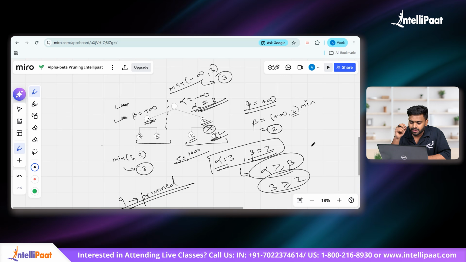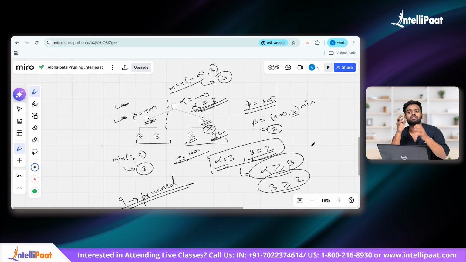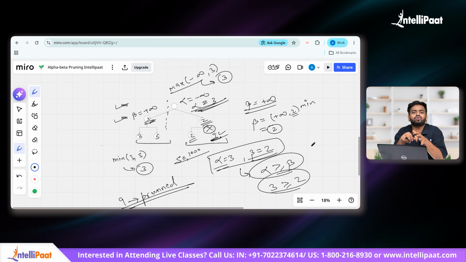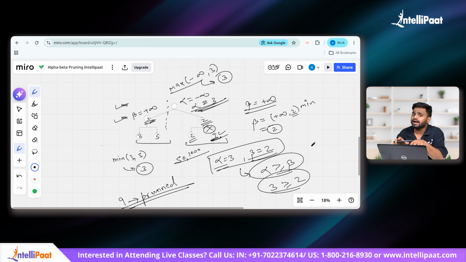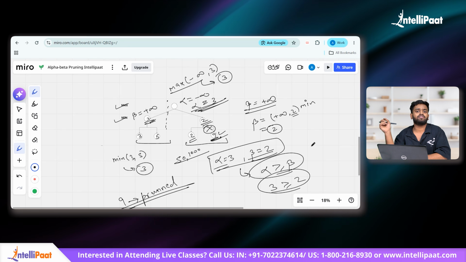Notice something important. We did not prune 9 because it was small or large. We pruned 9 because we proved mathematically that 9 would never change the final outcome.